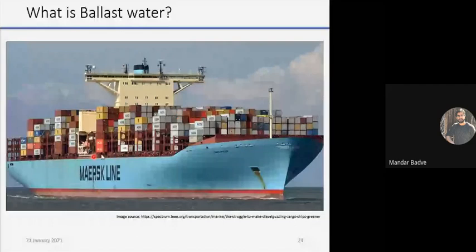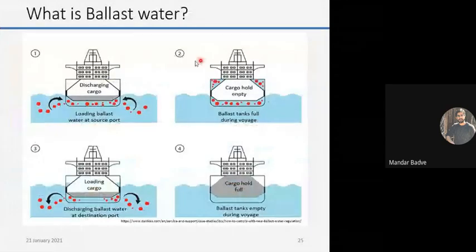Now you can see that the back of the ship has more load because the front of the ship will be empty. In that case, in order to balance the weight of the ship, they fill the bottom of the ship with seawater.